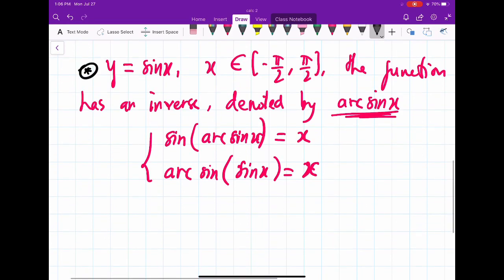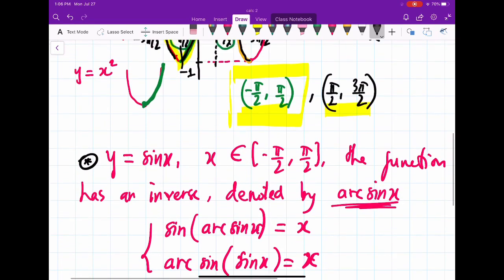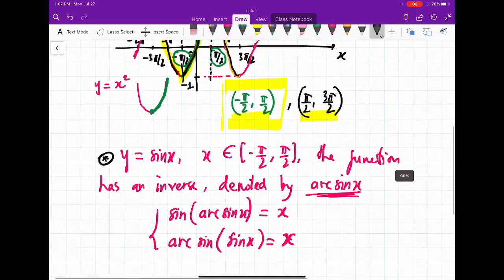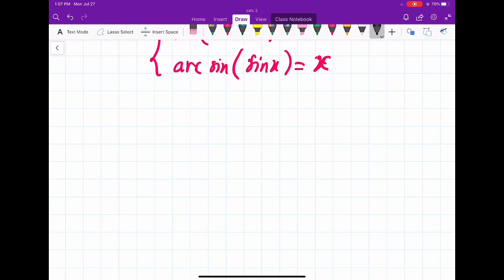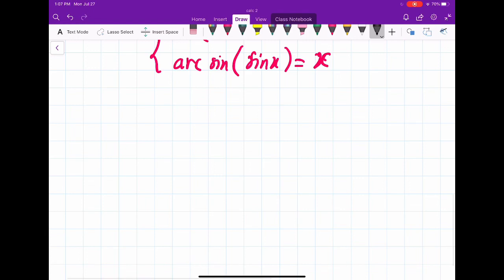Now, let's look at this from another point of view, from the point of view of the unit circle. Because the unit circle is a really good tool to understand all this stuff. Let me draw the unit circle, okay?